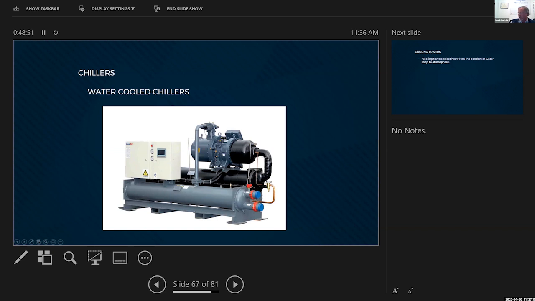Here's a good shot of the thermal expansion valve, letting the liquid refrigerant into the evaporator. The evaporator tube, that's how you know it's the evaporator side. It's going to be the side that's insulated.